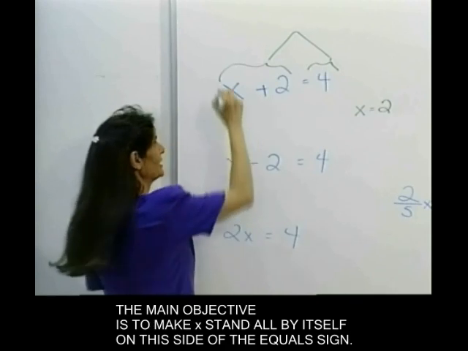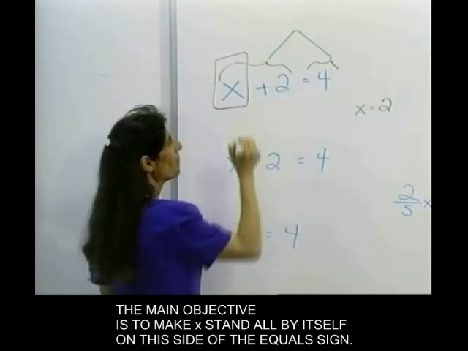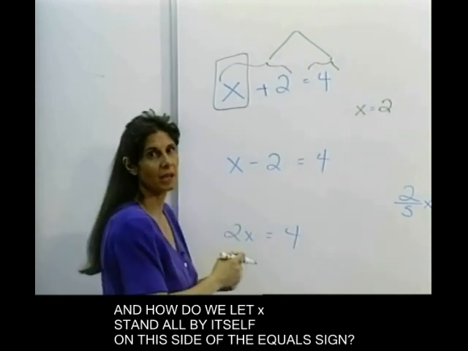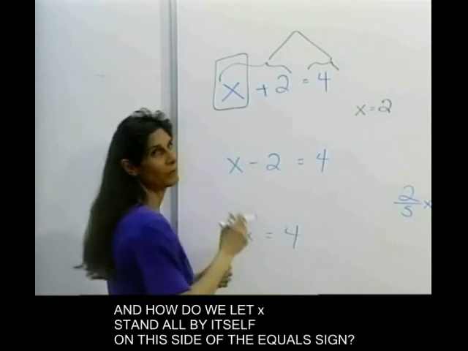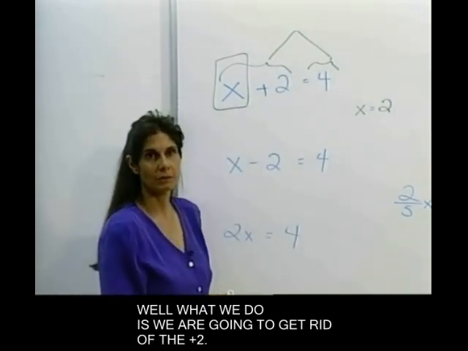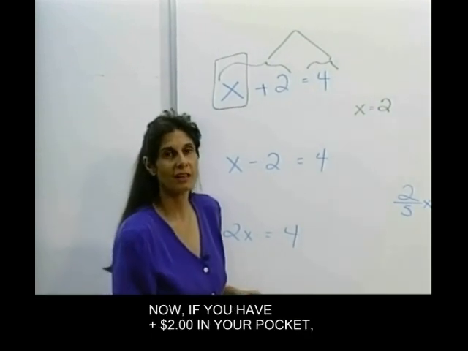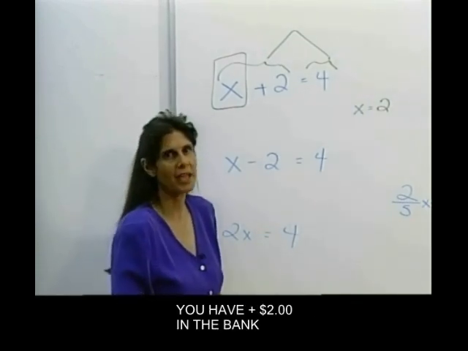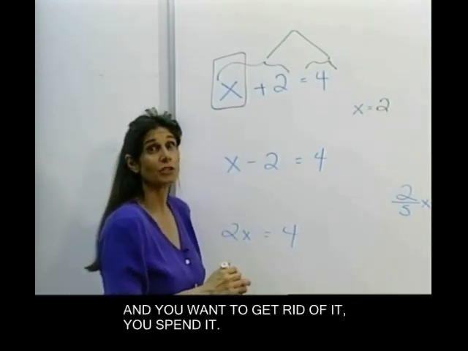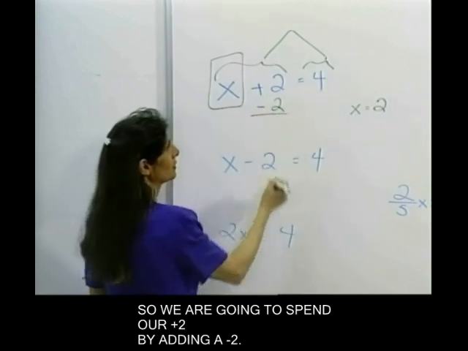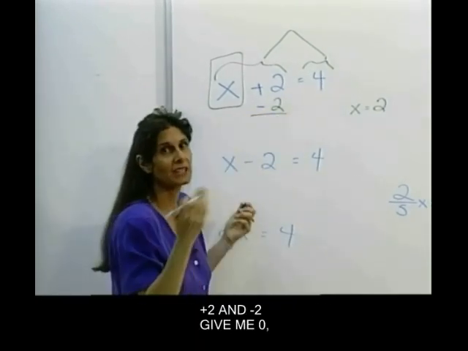The main objective is to make x stand all by itself on this side of the equal sign. And how do we let x stand all by itself? Well, we're going to get rid of the +2. Now, if you have $2 in your pocket, how do you get rid of it? You spend it. If you have $2 in the bank and you want to get rid of it, you spend it. So we are going to spend our +2 by adding a -2. +2 and -2 give me 0.